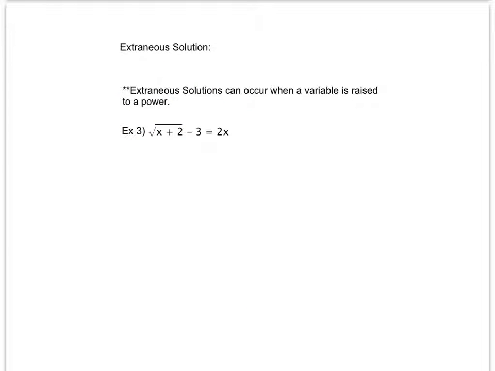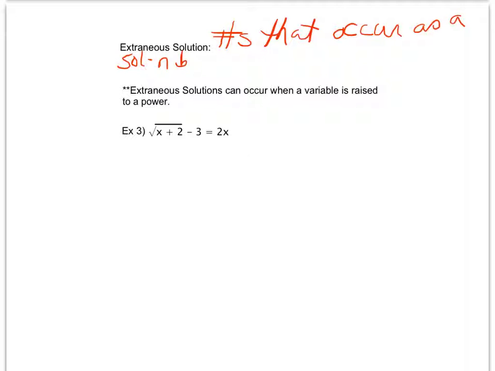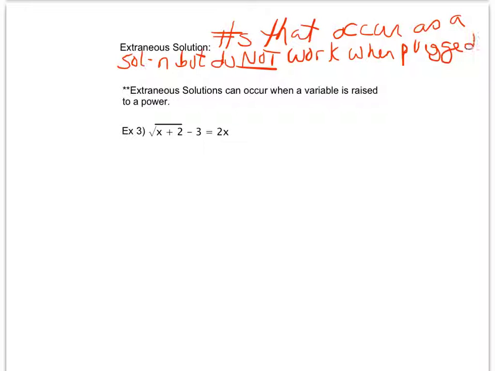So remember extraneous solutions, we've talked about these before. This is when you plug in a number that you get for a solution and it doesn't work. So, numbers that occur as a solution but do not work when they get plugged back in. Extraneous solutions can occur when a variable is raised to a power.